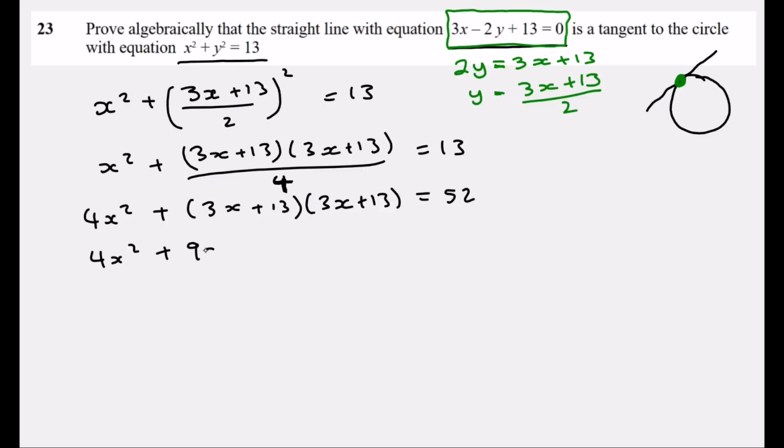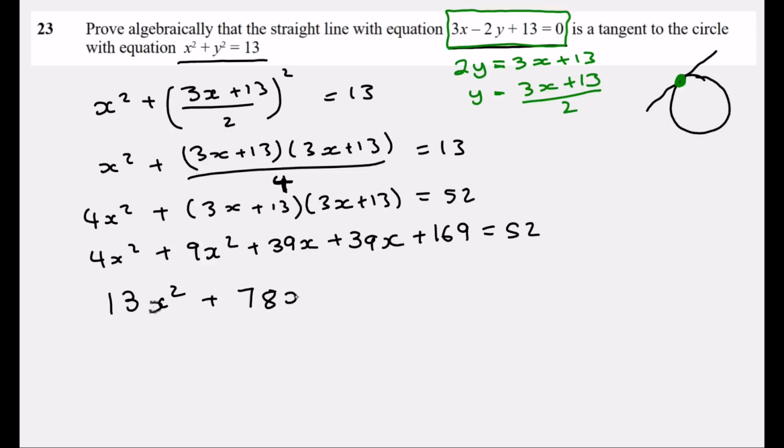So 3x times 3x is 9x squared. 3x times 13 will be 39x. 13 times 3x is also 39x. And 13 13s will be 169. Collect the like terms. I've got 4x squareds and 9x squareds, so I've got 13x squareds. I've got 39 and 39, so that makes 78 x's. And I've got 169 take away 52, which will be 117.